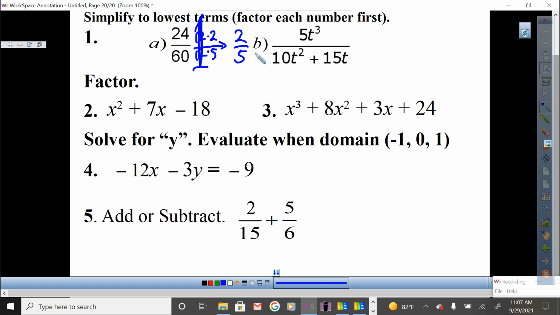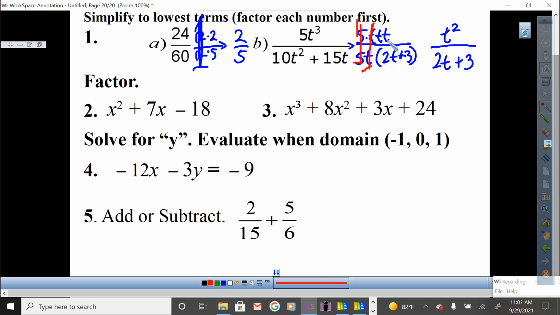All right. Number 1B. What'd you get for 1B? Andrew. T squared over 2t plus 3. Hands, have you got that? That is correct. How did you get there? This is 5 times t times t times t. And this one, GCF is 5t, and we're left with 2t plus 3. The giant 1 is the 5 and 1t, and we're left with these t's and 2t plus 3.